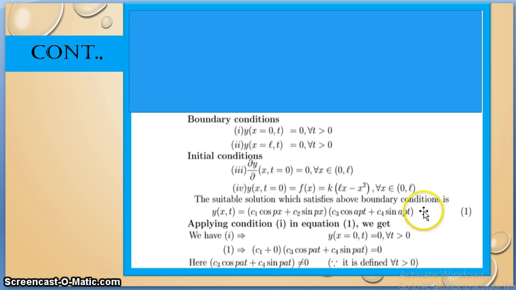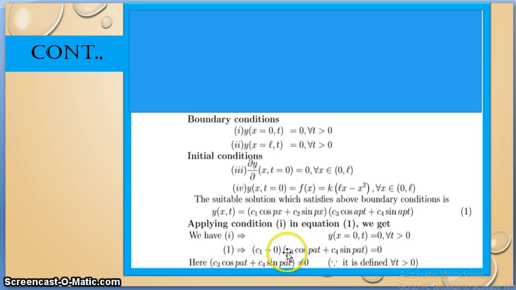What is the procedure? First we substitute condition 1 in equation number 1. So put x equal to 0. Cos 0 is 1, sin 0 must be 0. In the second bracket there is no x, so don't put anything there; only put x equal to 0. So cos 0 is 1, so we get only c1 plus sin 0, which is 0. Then we can write the second bracket as it is. So we get the product equal to 0.